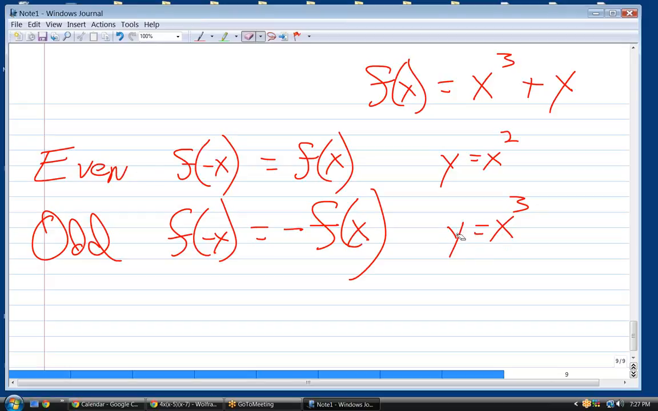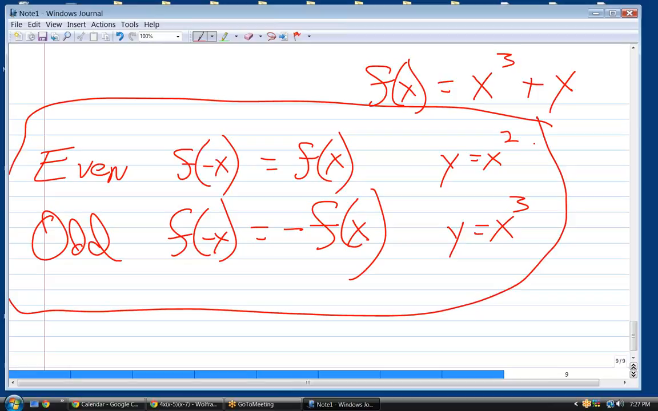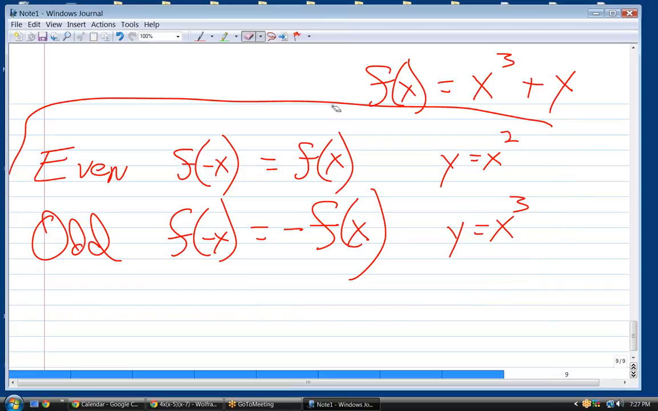Whereas down here, what is f of minus x equal to? Negative x cubed, which is negative f of x. So these are good functions. You want to probably memorize that. Because that's even and that's odd, these two functions are great for this kind of thing. Another even function is cosine, and another odd function is sine. So let's apply that test to this function.